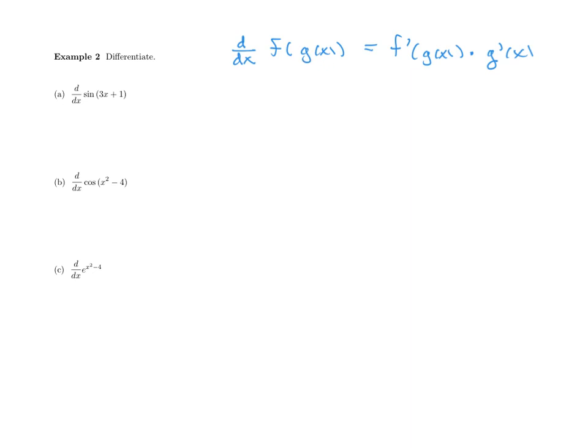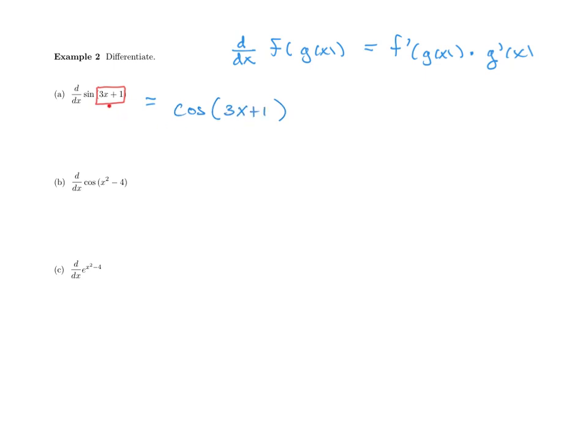Well, what's my function g of x? What's the inside function? Here, it's 3x plus 1. So when I look at this problem, all I'm thinking at first is, oh, the outside function is sine. How do I take the derivative of just the outside function sine? Well, I know the derivative of sine is cosine, and the inside function stays the same.